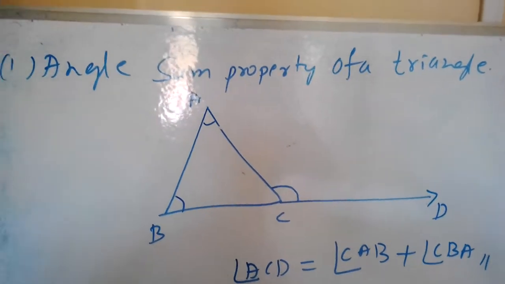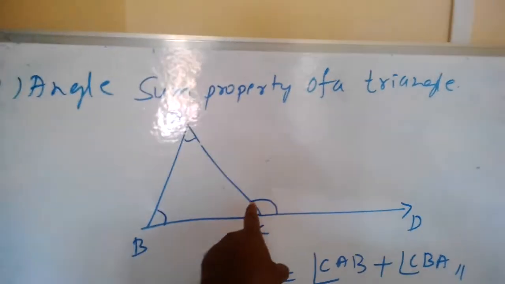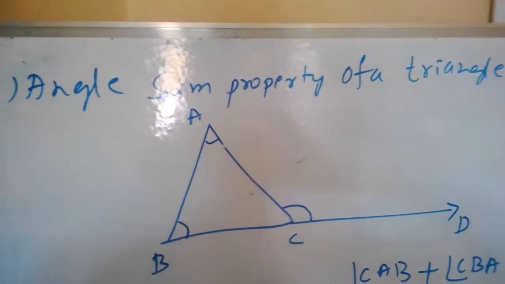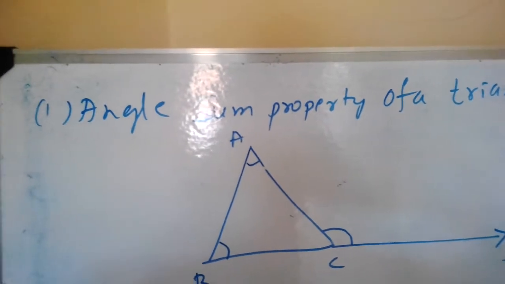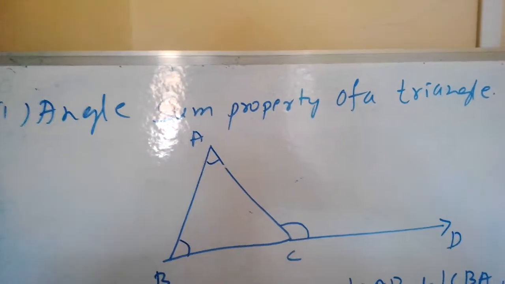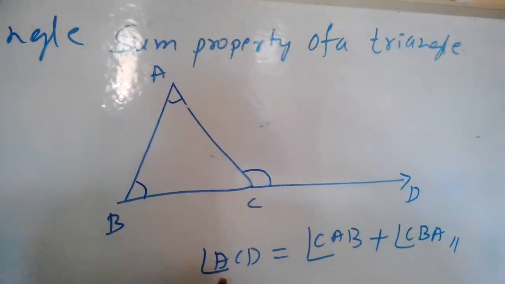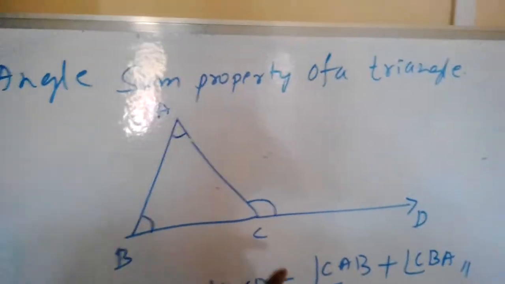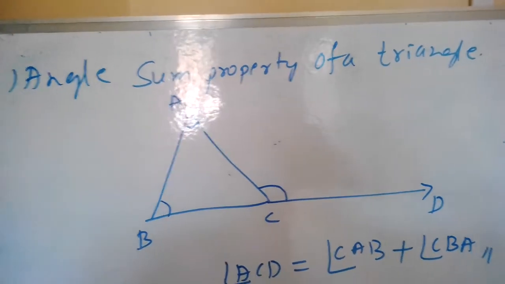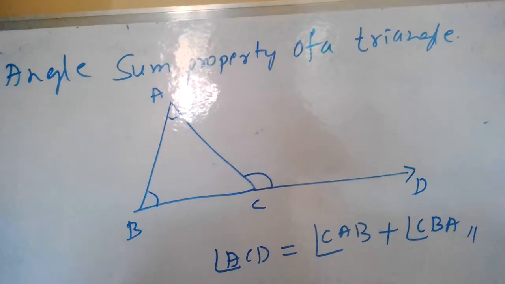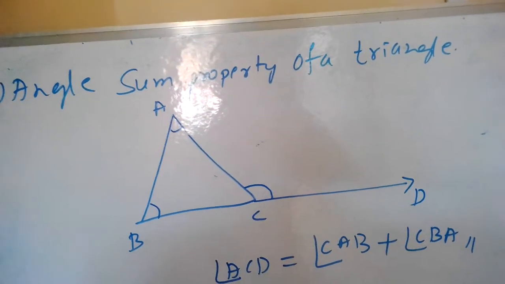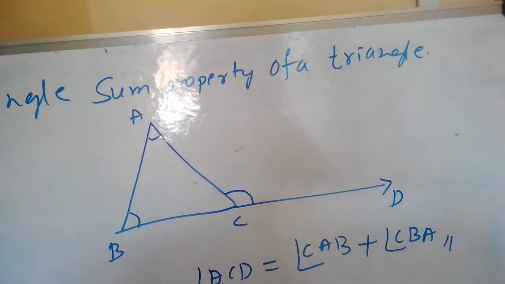So if a side of a triangle is extended, then the exterior angle so formed is equal to the sum of the two interior opposite angles. Clear? So angle ACD is equal to angle CAB plus angle CBA. So using these two concepts you will solve exercise 6.3. Totally there are 6 problems. In that I will explain the first problem, the remaining you can solve as homework.